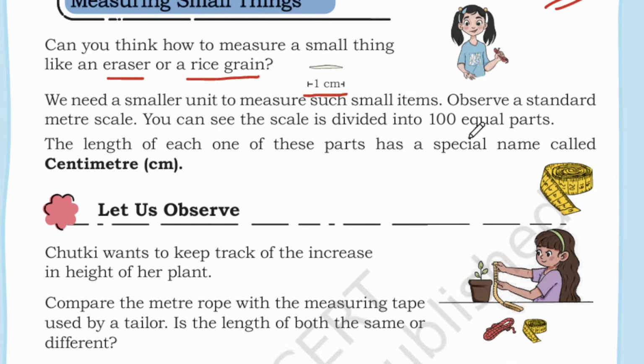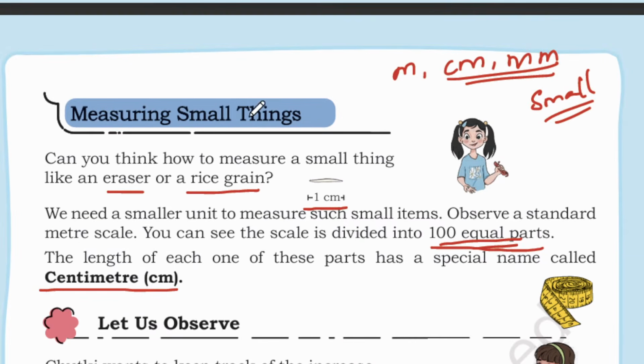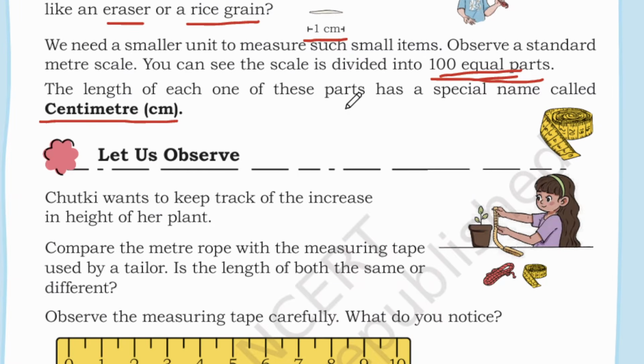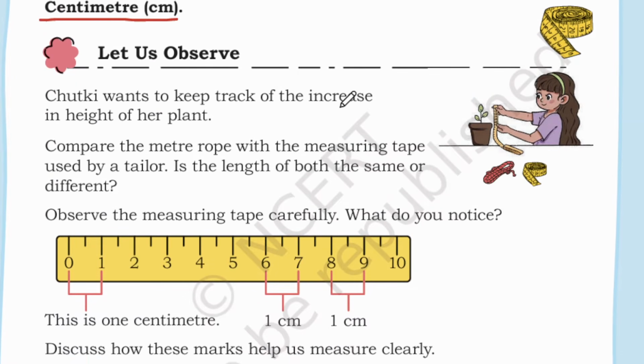Okay, observe a standard meter scale. You can see the scale is divided into 100 equal parts. The length of each one of these parts has a special name called centimeter, that is cm. So I have mentioned it here, centimeter. We can use centimeter to measure smaller objects.